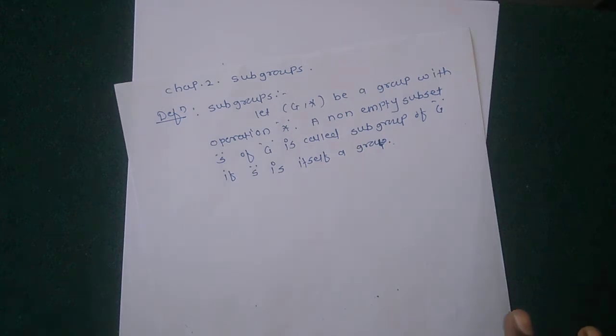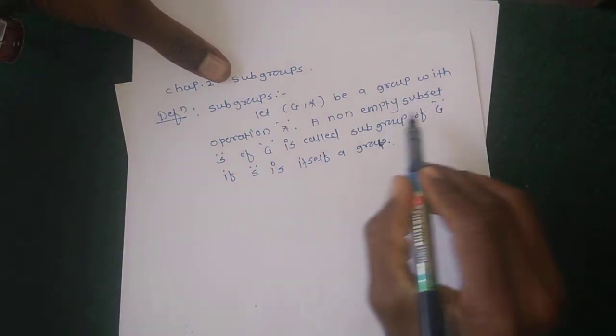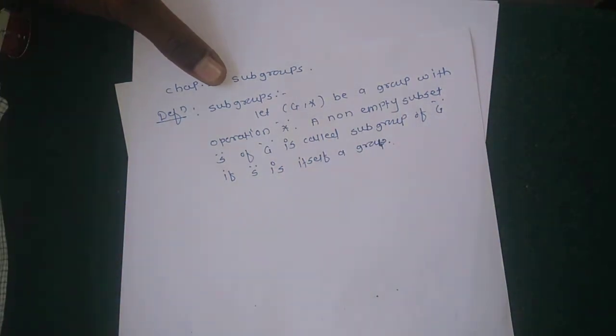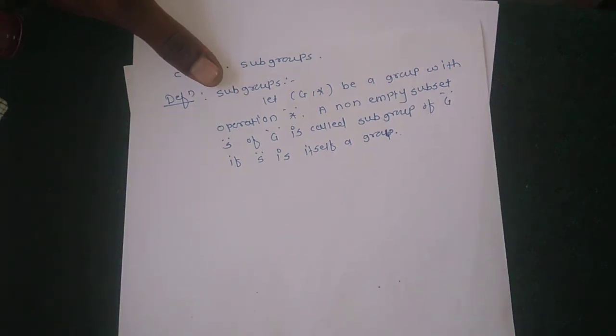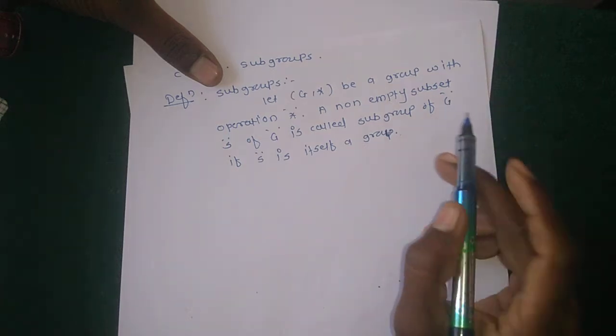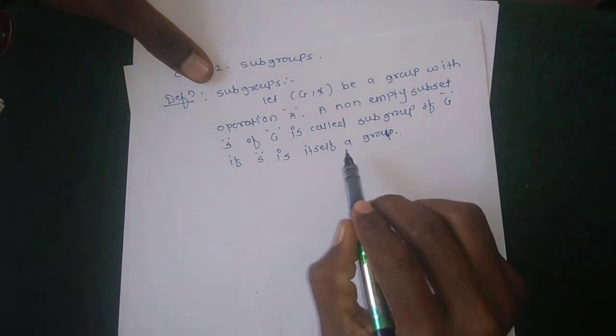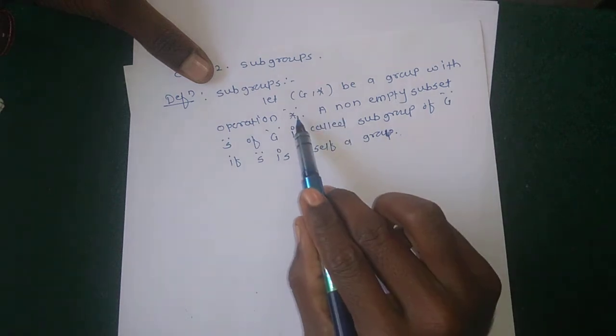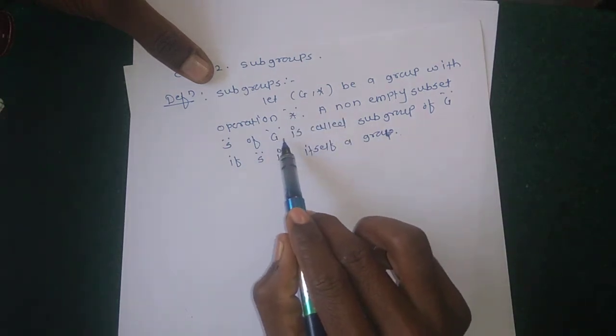It means any non-empty subset S of a given group G is a subgroup of G if it is itself a group. It means S satisfies the four properties of a group: closure property, associative property, existence of identity element, and existence of inverse element. Okay, if S satisfies these four properties, then S is a group with the same binary operation star, and S is a subgroup of G.